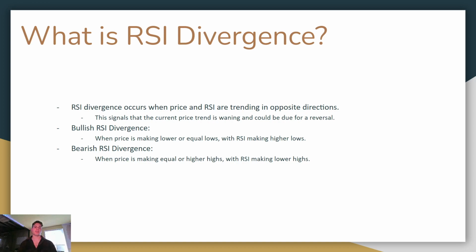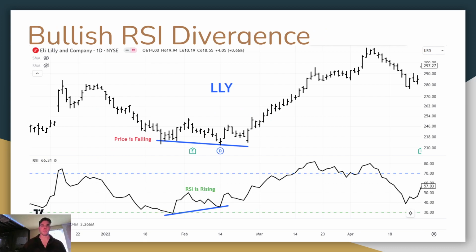So what an RSI divergence is, is when price and RSI are trending in opposite directions. What this signals is that the current price trend is waning and could be due for a reversal. Bullish RSI divergence is when price is making lower or equal lows while RSI is making higher lows, and then bearish is when price is making equal or higher highs, while RSI is making lower highs. So let's take a look at some bullish ones.